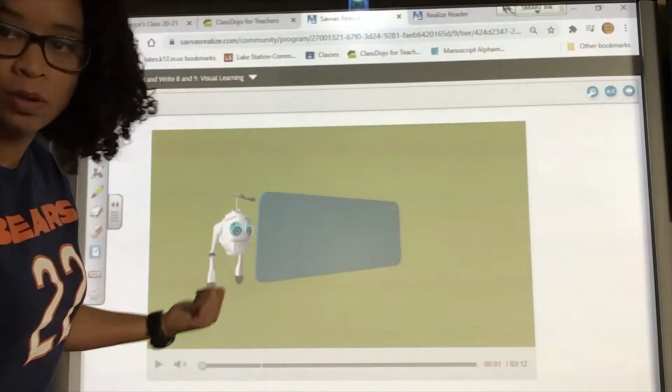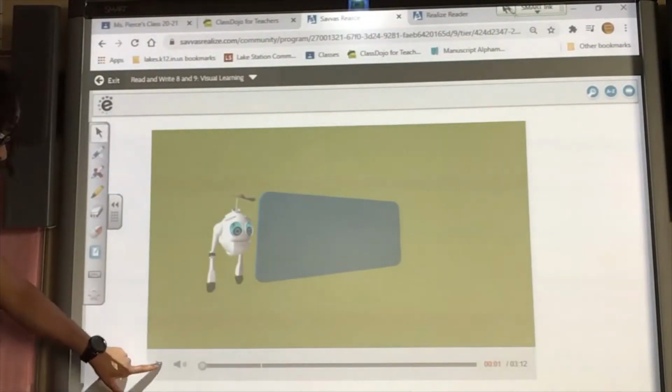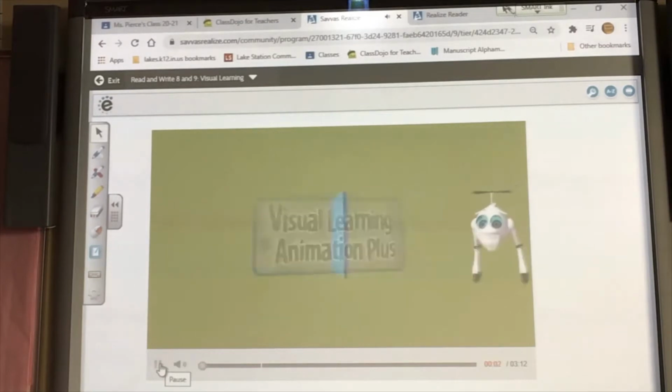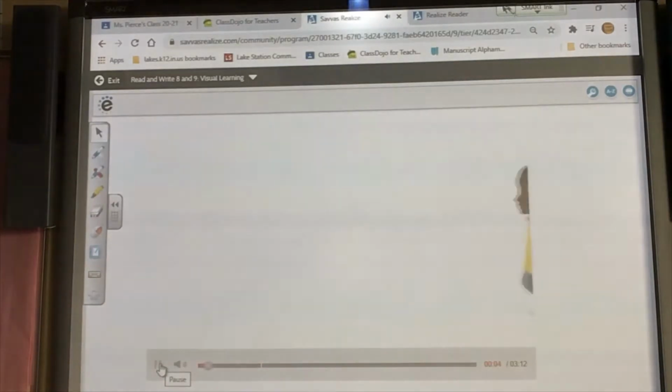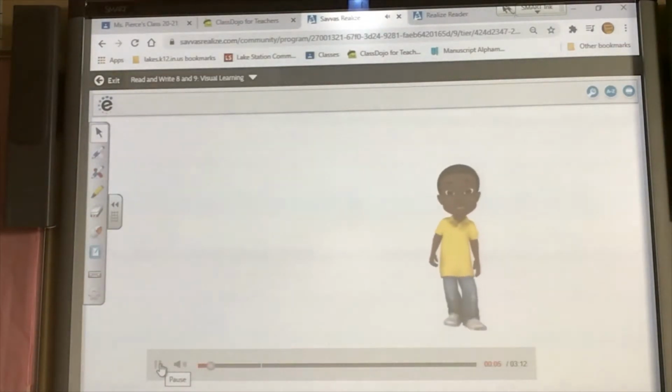So let's check out our robot, see what we're doing today. How do you read and write 8 and 9? Let's find out. What do you see?